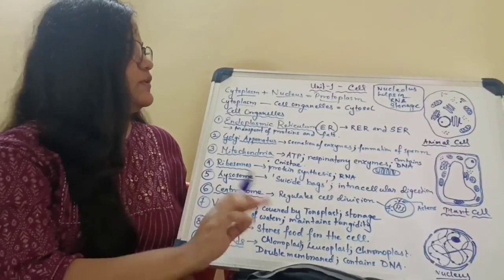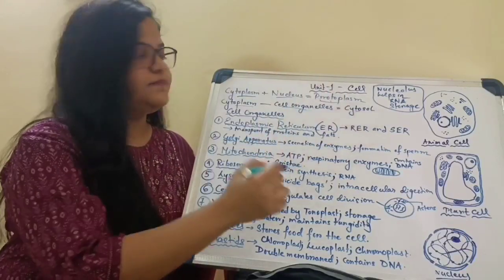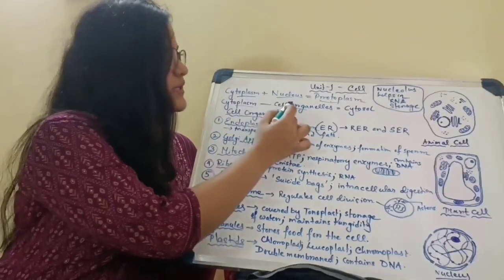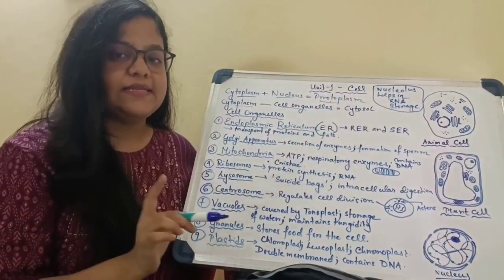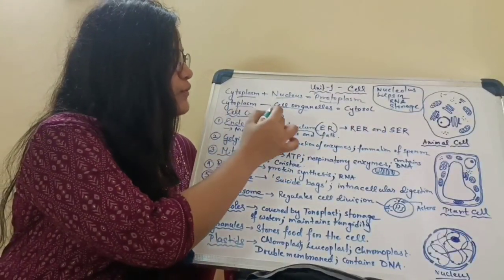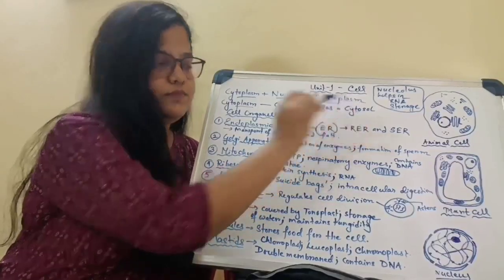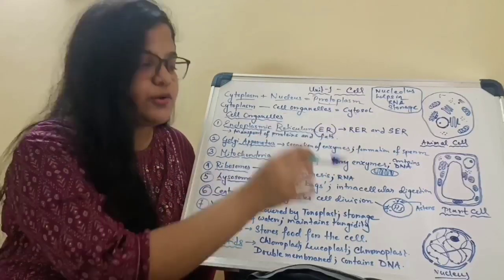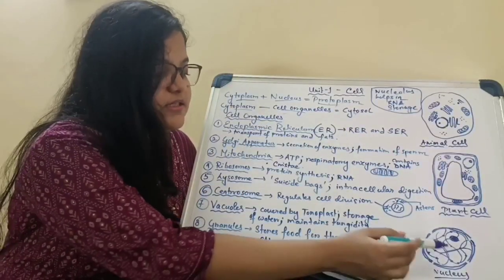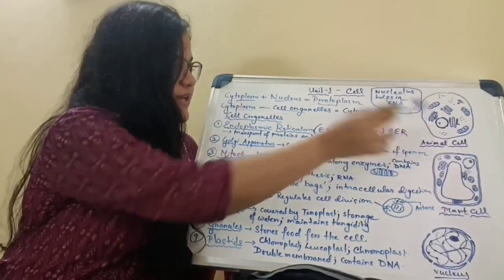Now, don't confuse between cytoplasm and the term protoplasm. Cytoplasm, including the nucleus, is known as protoplasm, and cytoplasm without all the cell organelles is known as cytosol. Now, the nucleolus present inside the nucleus helps in the storage of RNA.